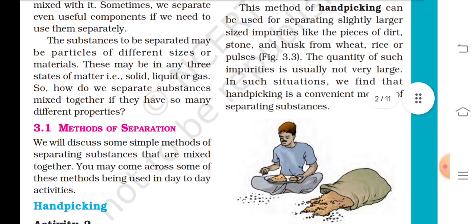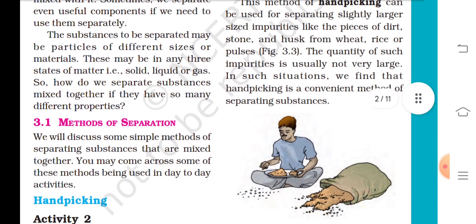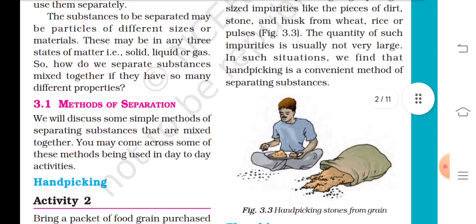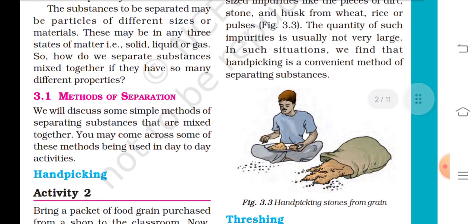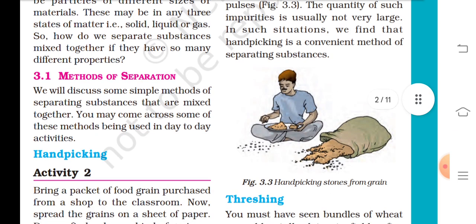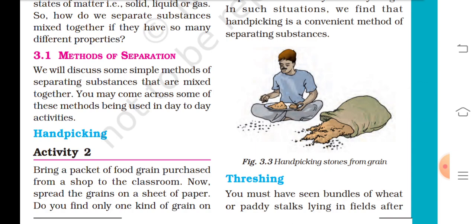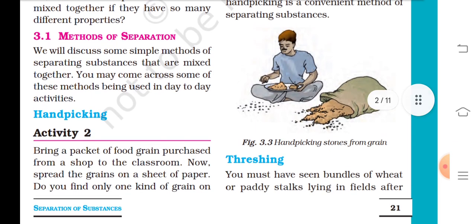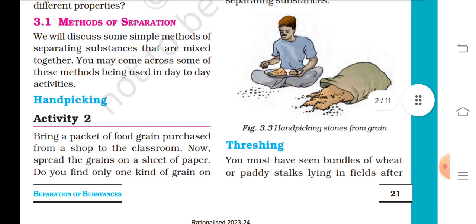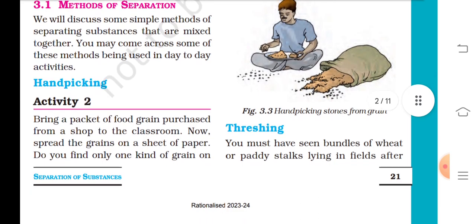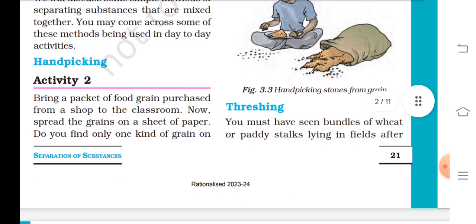The substances to be separated may be particles of different sizes or materials. These may be in any of the three states of matter: solid, liquid or gas. How do we separate substances mixed together if they have so many different properties? Methods of separation. We will discuss some simple methods of separating substances that are mixed together. You may come across some of these methods being used in day-to-day activities.